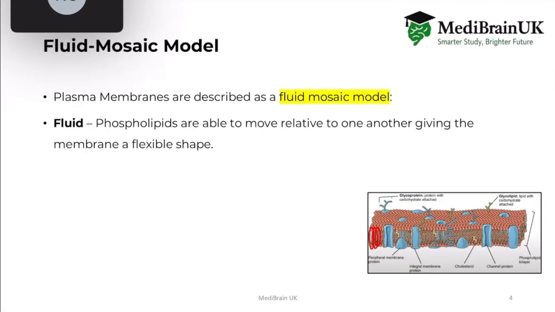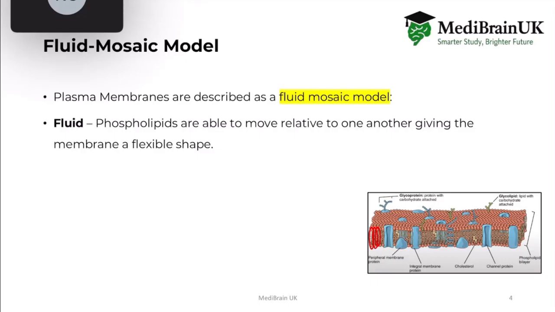And those phospholipids are lined next to each other and they're able to move. Because they're able to move relative to one another, the membrane can bend and have a flexible shape. So that's the purpose of the plasma membrane being fluid. The fluidity of the membrane allows it to move and bend, giving it a flexible shape. Okay, so that's the first definition. Phospholipids are able to move relative to one another, giving the membrane a flexible shape.